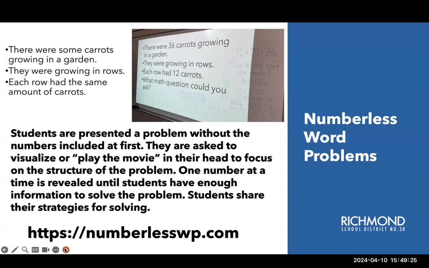And then on the right, you can see how I'm recording the different ways students thought about it, and the questions they came up with. And just like a number talk, then you're sharing and recording the different strategies. If you haven't heard of numberless word problems before, we do have a burst session available on the YouTube playlist on numberless word problems. And then the numberless word problem website is at the bottom of the slide.